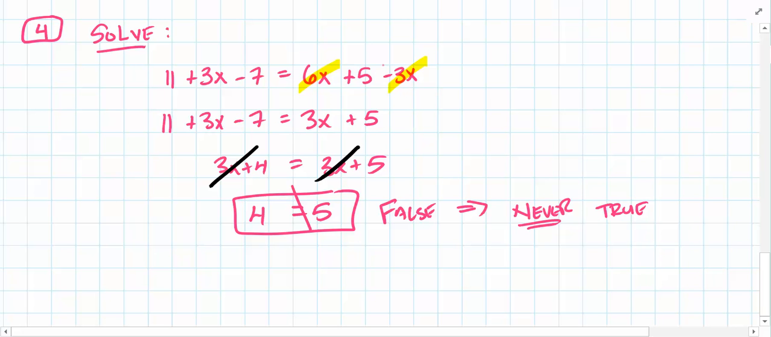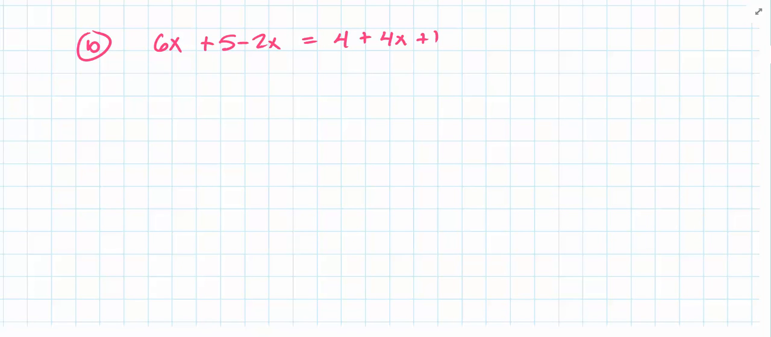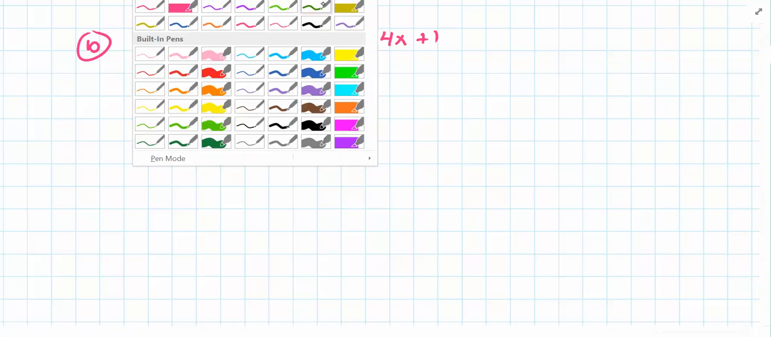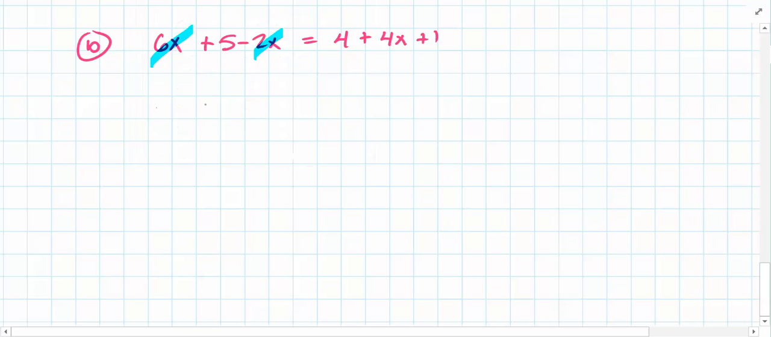All right, let's do this one together. I've got 6x plus 5 minus 2x equals 4 plus 4x plus 1. On the left-hand side, what can we do? Who sees something? I see a 6x and a 2x. What's that give me? Yeah, that's going to give me 4x, right? And then plus 5. On the other side, I see 4x over here, and then I have a 4 and 1, which is 5. Huh. Well, what do you do now?